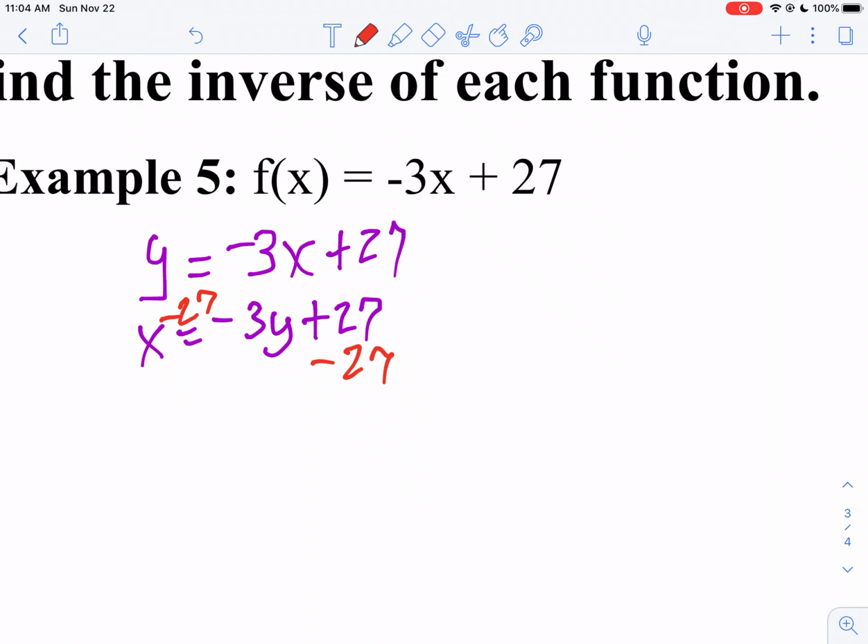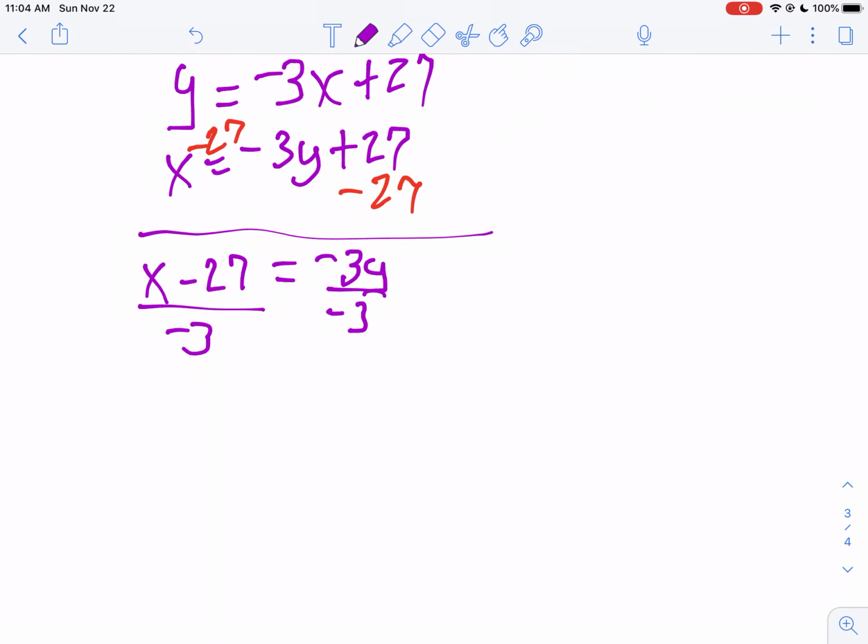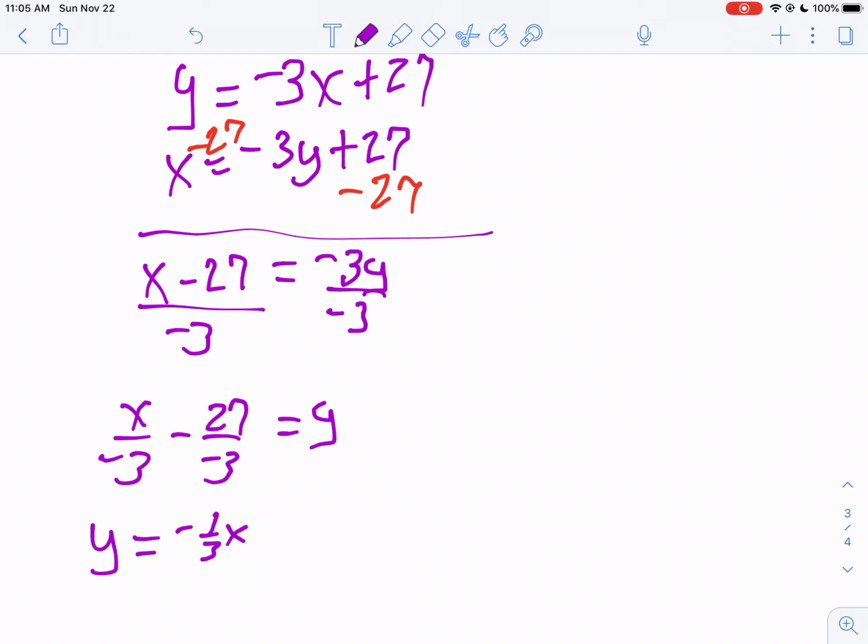And notice the x and 27 aren't like terms, so I'm just going to rewrite it as x minus 27 equals negative 3y. I'll divide both sides by negative 3. I think since I have a negative here, I'm going to split this up. I'm going to say x over negative 3 minus 27 over negative 3 equals y. Well, what's a positive divided by a negative? I'm going to write y on the left-hand side now. So I get negative 1/3 x. You could write negative x over 3. A negative divided by a negative is a positive, so plus 9.